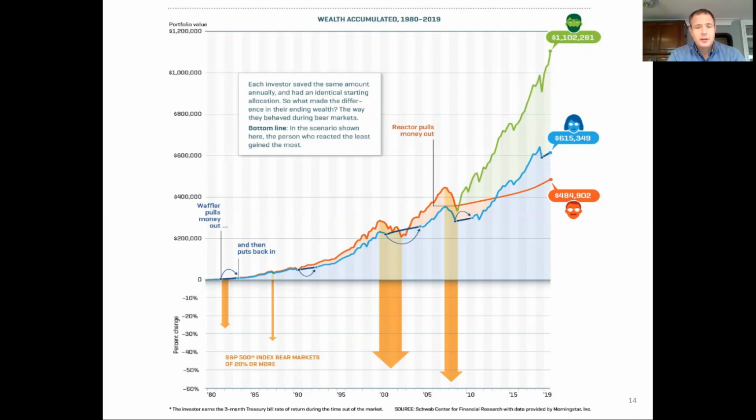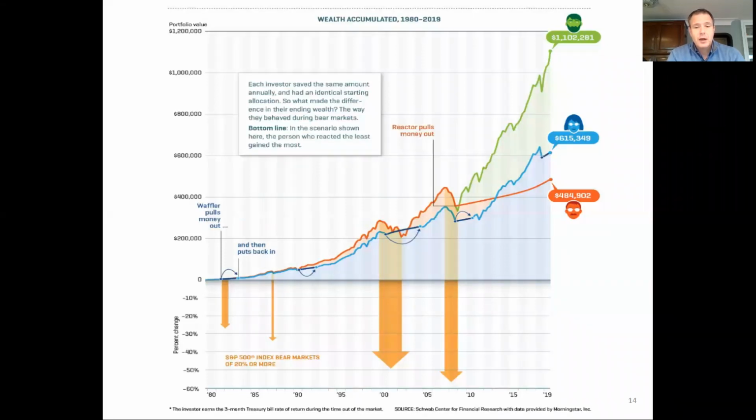And the best way to think about this is the person in the green line stayed fully invested. Each of these people put the same amount of money in, and by staying fully invested, the person in green ended up on top. The waffler has different points in time where they dropped out of the market and then got back in. You can see that in 1981. You can see that again in the early 1990s, and a few other situations along the lines. And really what that points to is the difficulty of having good timing.